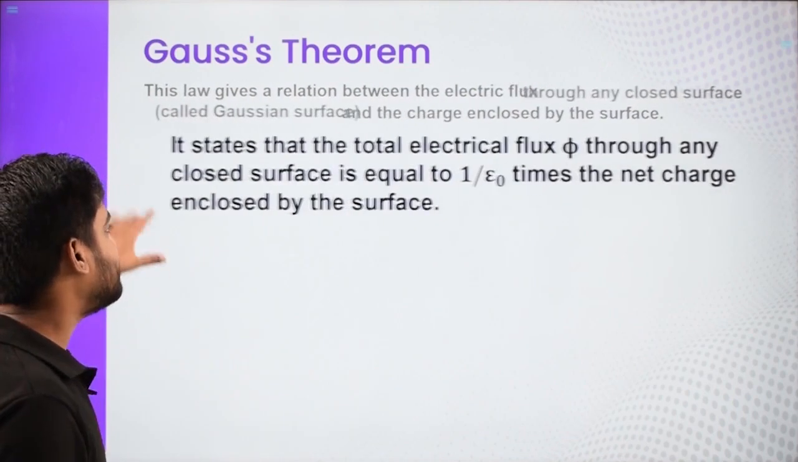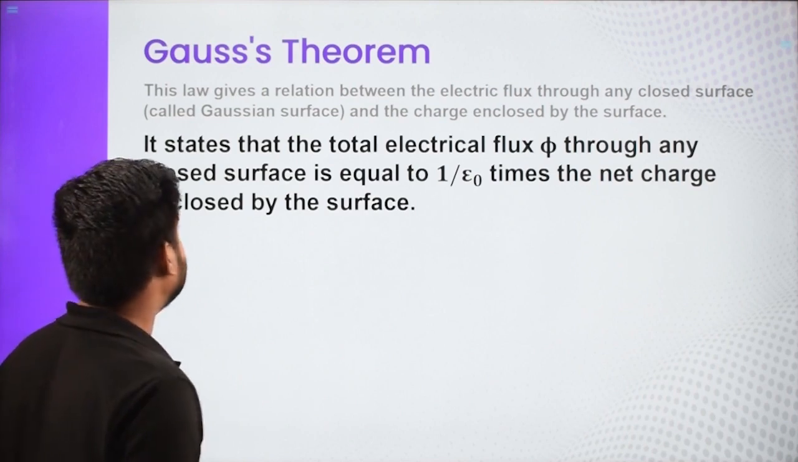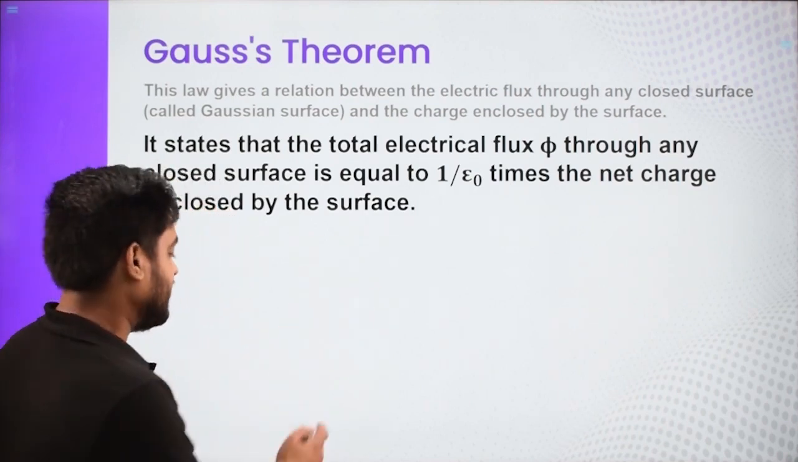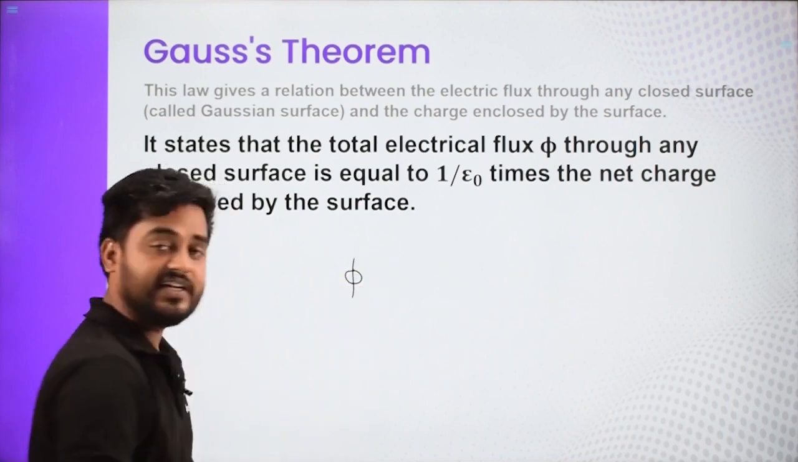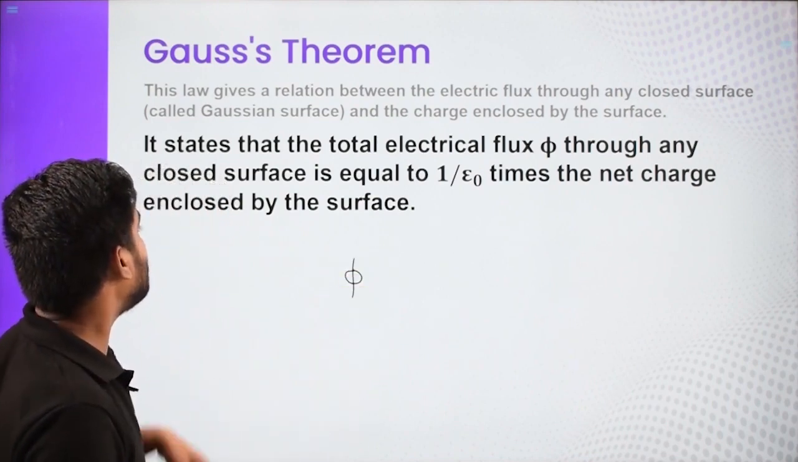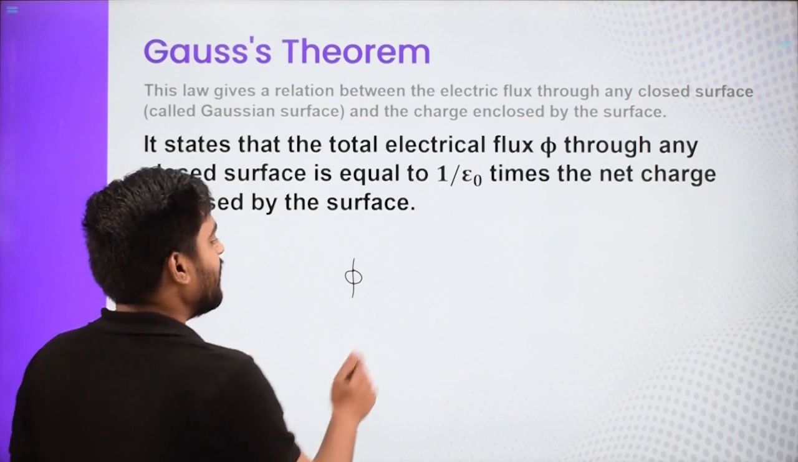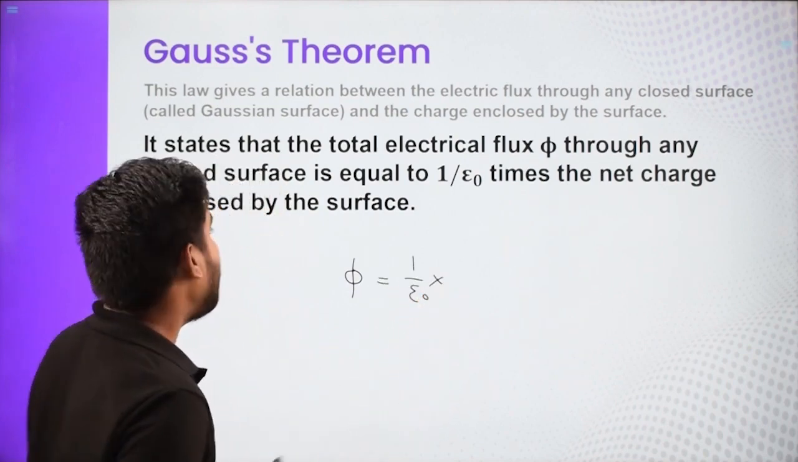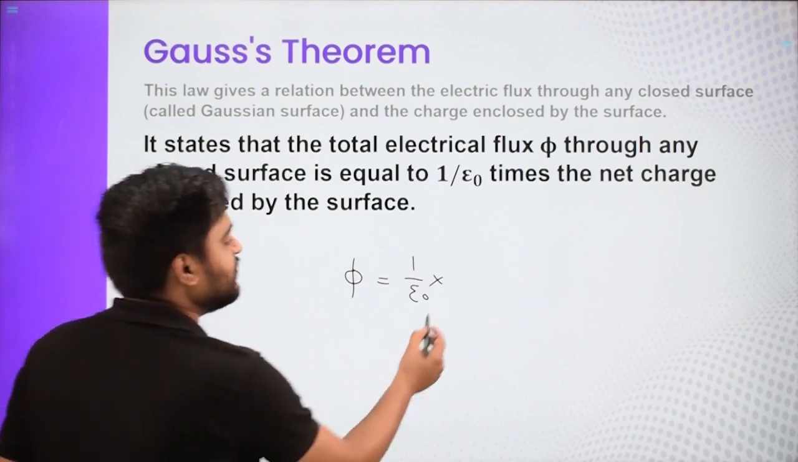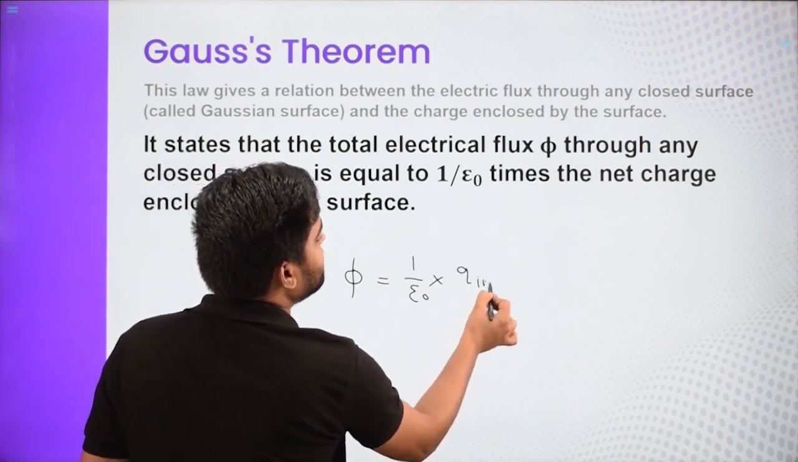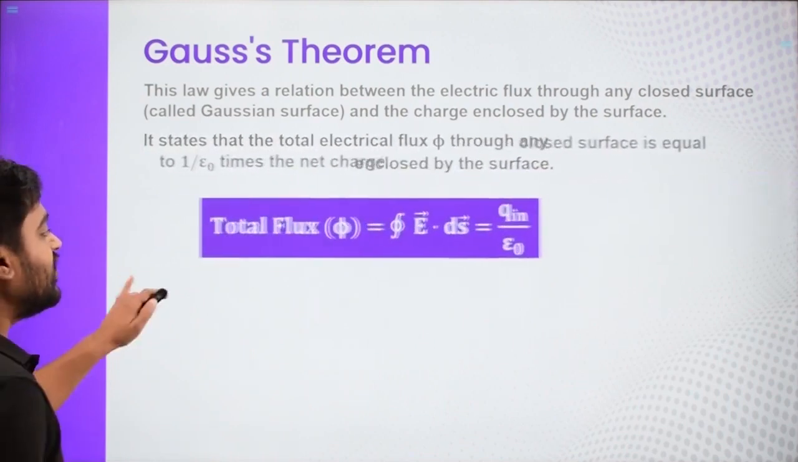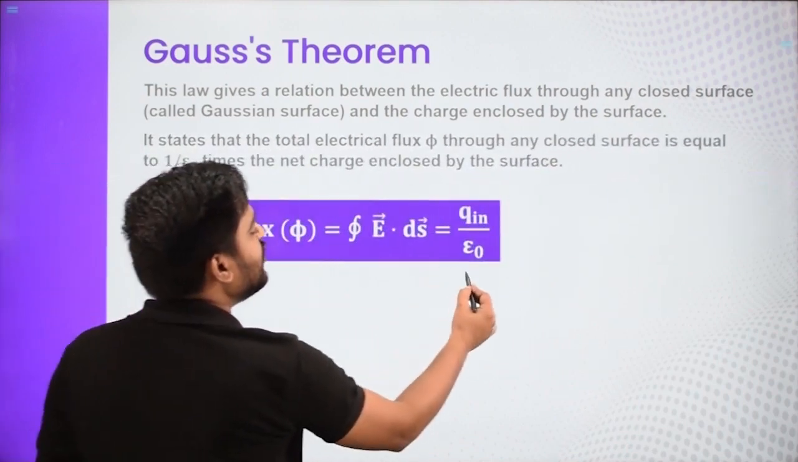Now let us understand the statement of Gauss's theorem. It states that the total electric flux phi through any closed surface is equal to 1 by epsilon naught times the net charge enclosed by the surface. So the net charge inside the closed surface, I am saying Q in. The mathematical expression is: total flux phi is equal to Q in by epsilon naught.